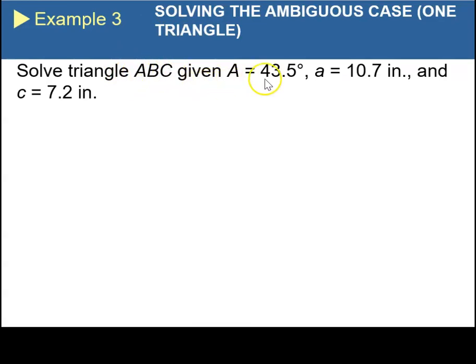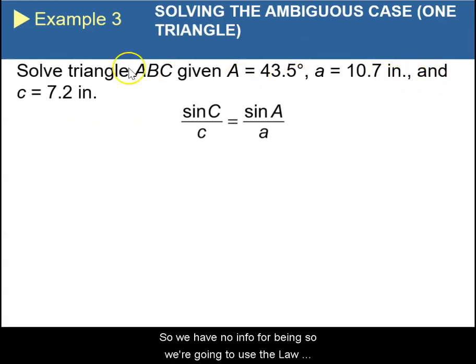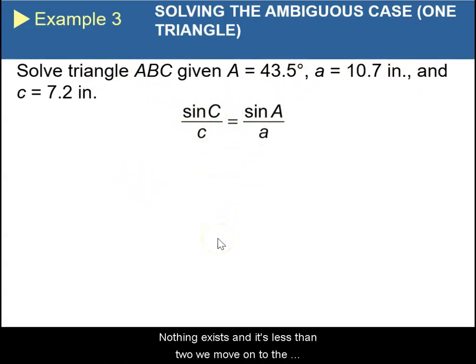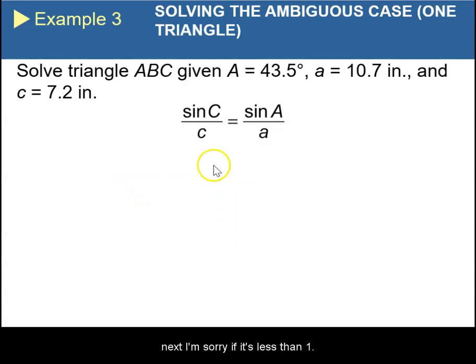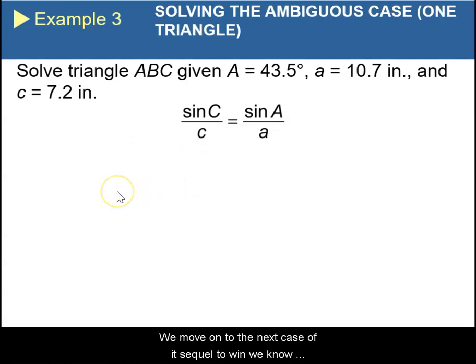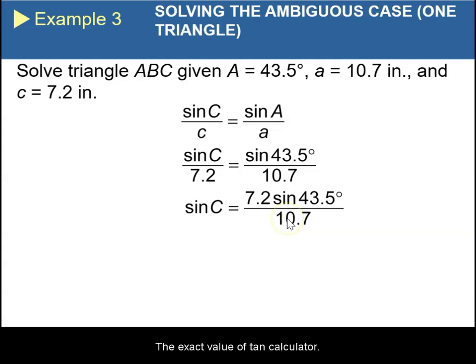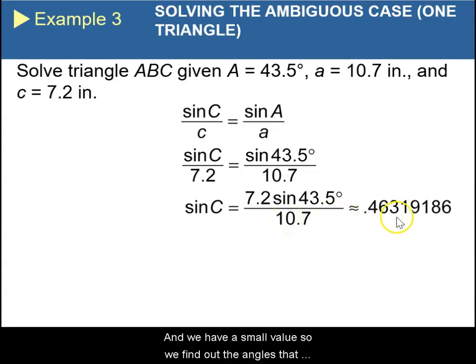So we have triangle ABC. Let's say A is acute at 43.5, A is 10.7, C is 7.2. We have no info for B, so we're going to use the law of sines to find sine of C. If it's larger than 1, nothing exists. If it's less than 1, we move on to the next case. If it's equal to 1, we know there's exactly one solution. So we solve for sine of C. We clear everything out, plug the exact value into our calculator, and we have a small value.